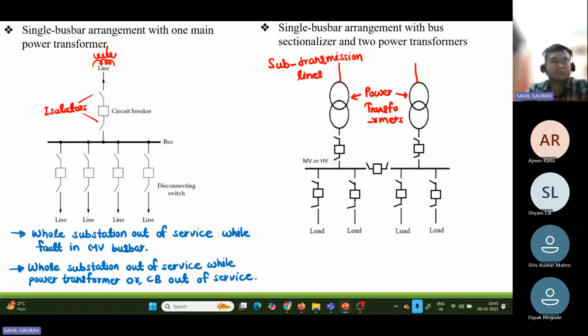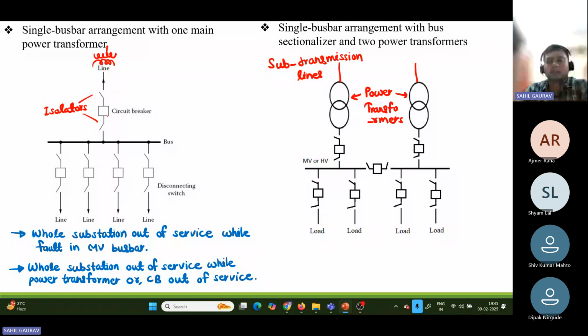When we are having circuit breaker maintenance, we can energize the transfer bus by closing this tie breaker, and we can provide service to the feeders. Then the next is the double bus bar arrangement. Here both buses are always energized. Opposite of the single bus bar transfer scheme, in double bus bar arrangement, both buses are always energized and connected by the tie breaker.